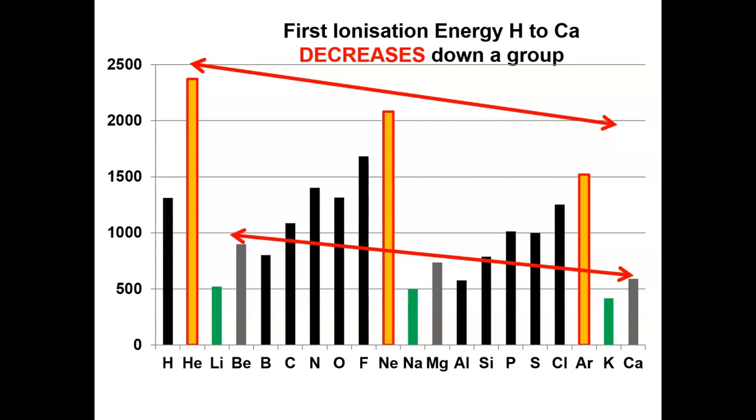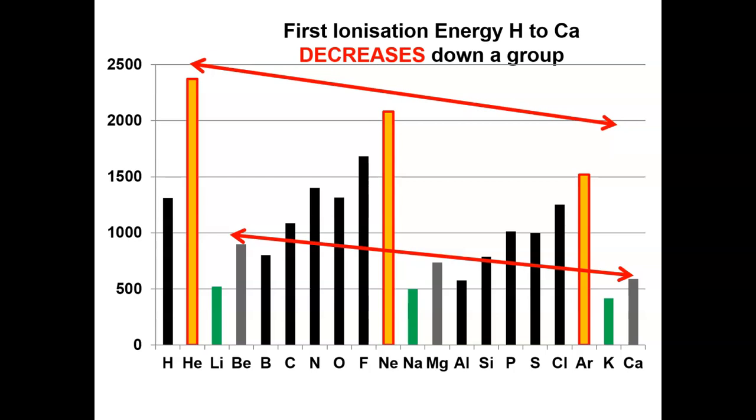Then we got neon, and as you can see, the next high point is argon. Unsurprisingly, a very obvious pattern, a decrease as we go down a group. Again, you may remember this is because our atoms, the electrons in equivalent shells and subshells, are getting further from the nucleus. They're getting shielded by full inner electron shells.